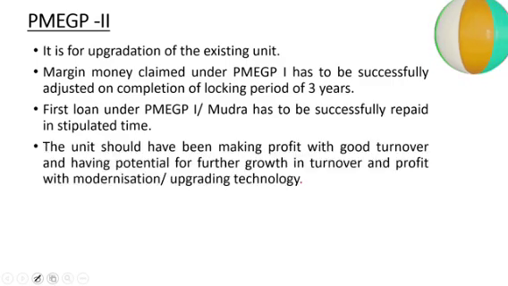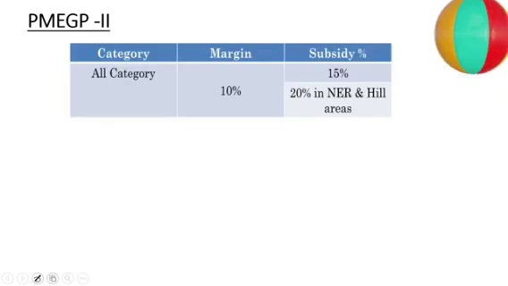And one more condition is the unit should have been making profit with good turnover and having potential for further growth in turnover and profit, or with modernization or upgradation of technology. For that purpose only we can give a PMEGP 2 loan. And what is the maximum loan amount under PMEGP 2 for manufacturing and service? Can you comment?